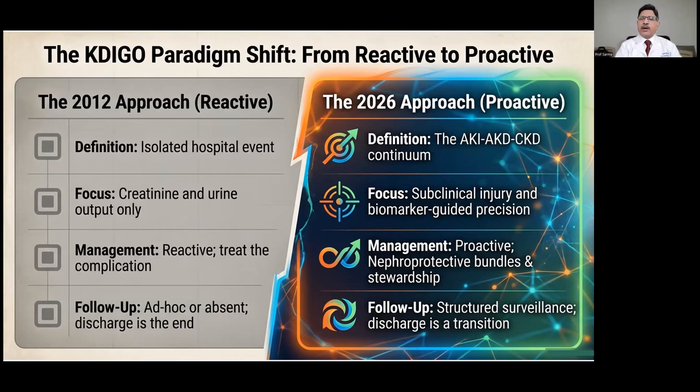Subclinical injury and biomarker-guided precision. Proactive nephroprotective bundles and stewardship. Structured surveillance. Discharge is only a transition. Discharge doesn't mean that the patient is cured. He can go into AKD, and from there he can go into CKD.